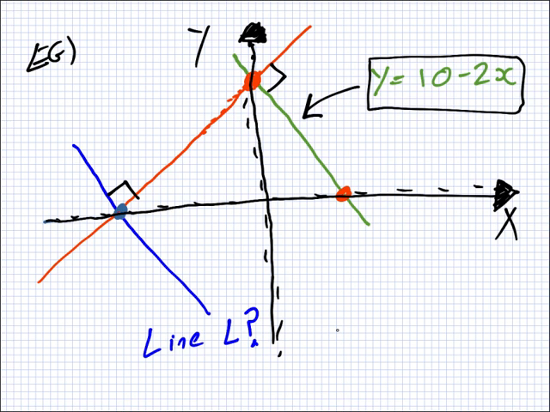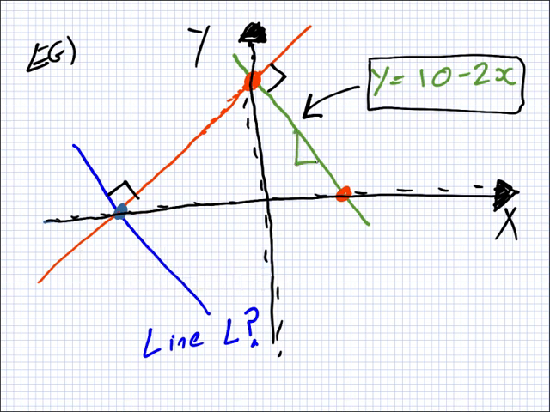So let me see. How many people decided to find the equation of the red line? Come on, be honest. And then after you got the equation of the red line, you found where it crossed the x-axis. And then you got the equation of the blue line. Right? Now just think about this.